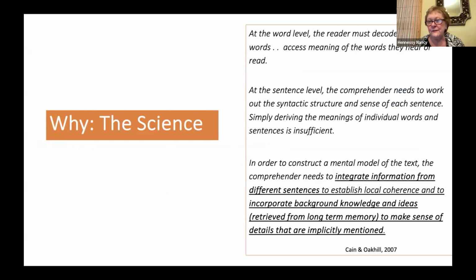Some of you probably recall these words. Certainly we want our students reading the text, being able to read the words, if not reading by ear. They need to access the meaning of the words that they're reading. They have to work out the syntactic structure, but then they have to integrate the ideas between the different sentences, and here comes the local coherence. Then they have to use background knowledge to understand what's only implicitly mentioned. So we see throughout the literature the importance of background knowledge contributing to this ability to go below the surface of the text: inference.